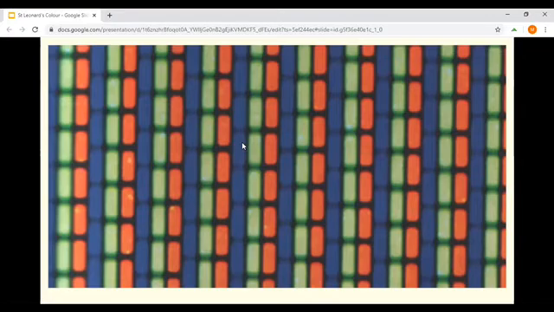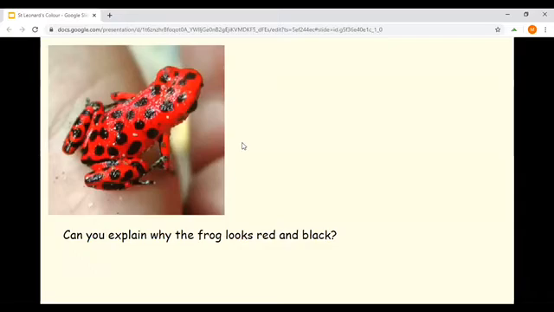Pretty cool. You may see this in art, where a picture is made up of lots and lots of tiny dots. It's called pointillism. Same sort of principle to create a bigger image. Now, here we've got a little tree frog, and I would like you to try and just write a paragraph explaining why this frog looks red and black. So pause the video and have a go.